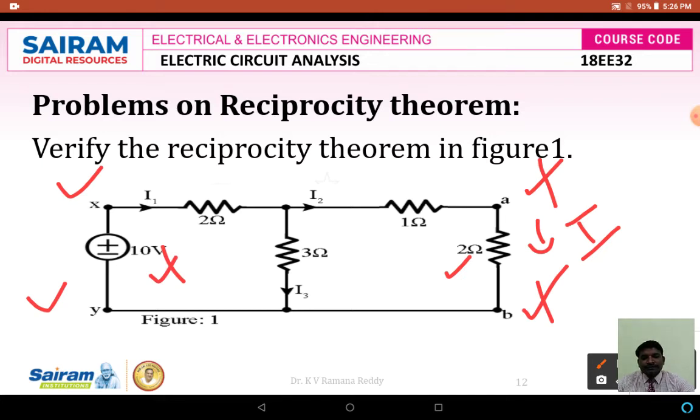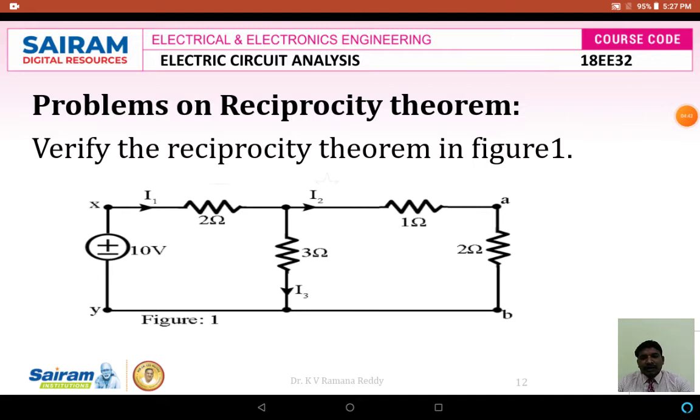Now to verify the reciprocity principle, we have to interchange the source and load positions. What are the source and load here? The source is the 10 volts voltage source and the load is the 2 ohms resistor. I need to remove this 10 volts voltage source from this position and connect it in series with this 2 ohm resistor, with plus and minus terminals as marked. And here I want to short the XY terminals, considering the internal resistance of the source.